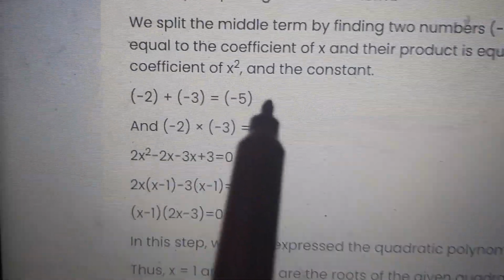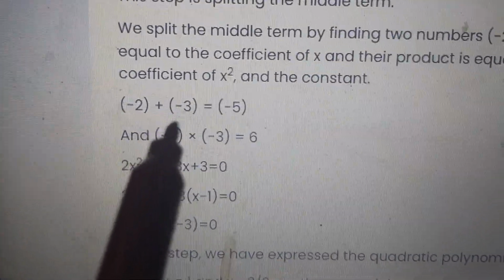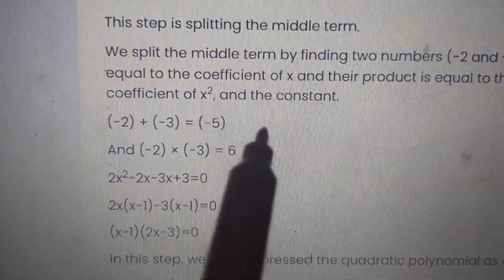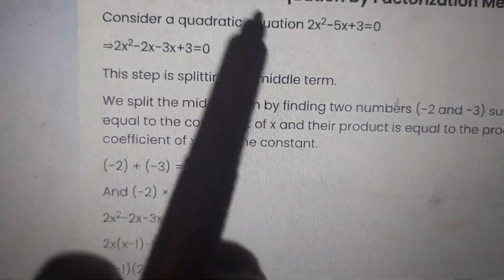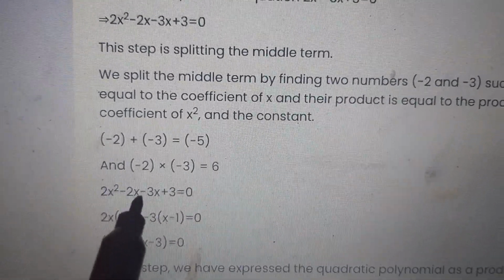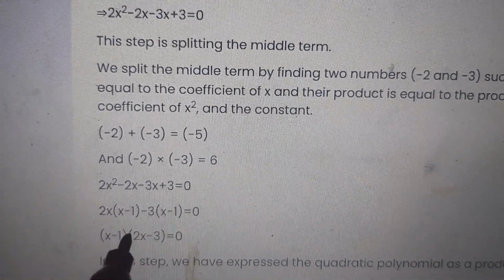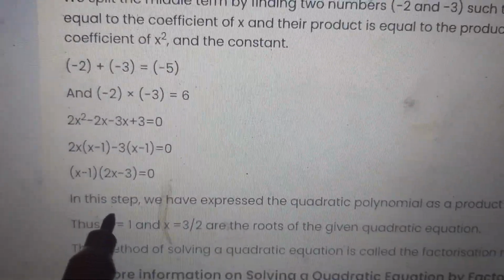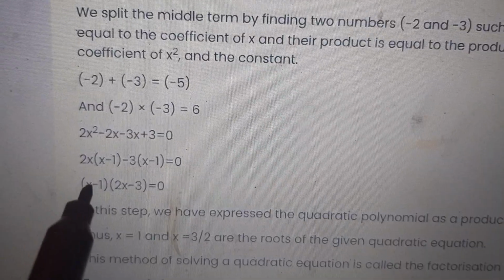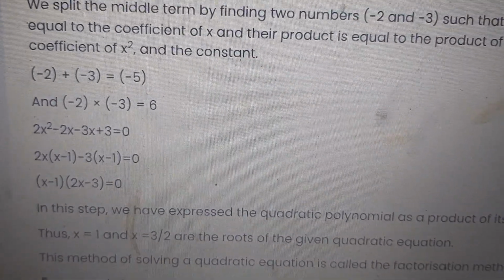So what do we get, children? Minus 2 plus minus 3 is equal to minus 5, and minus 2 into minus 3 is equal to 6. I have explained this, you know. Then substituting this and taking x common, and 3 common, we get x minus 1 times 2x minus 3. Then what do we get in this step? X equal to 1 and x equal to 3 by 2 are the roots of the given quadratic equation.